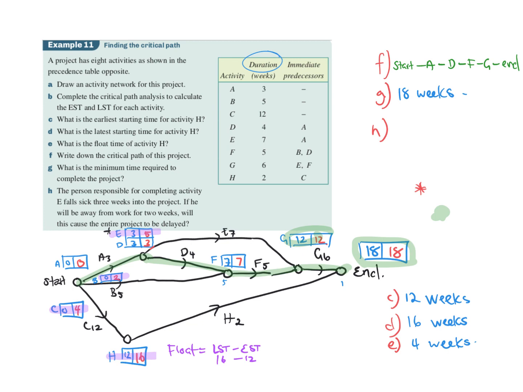So, good. I'm going to say, will the project be delayed? I'm just going to say no, because there is a float time of 2 weeks for activity E, yeah?